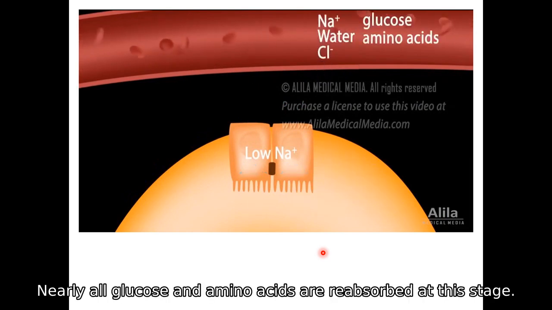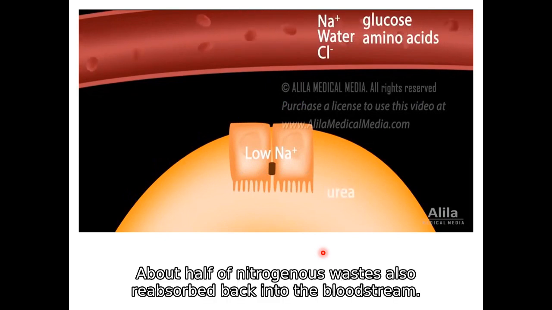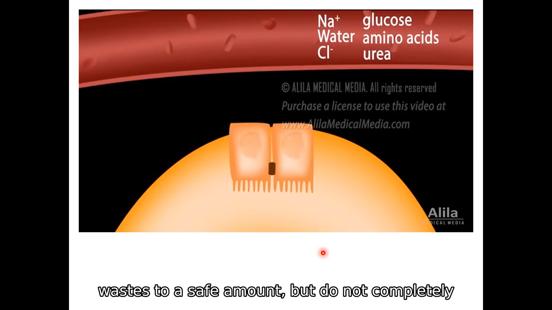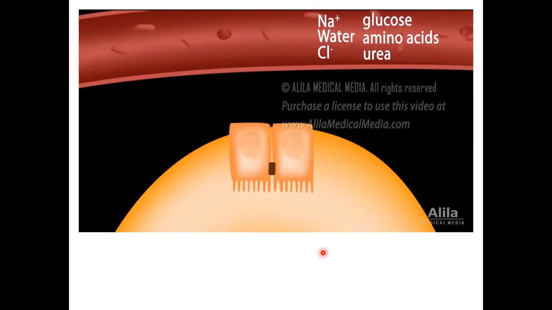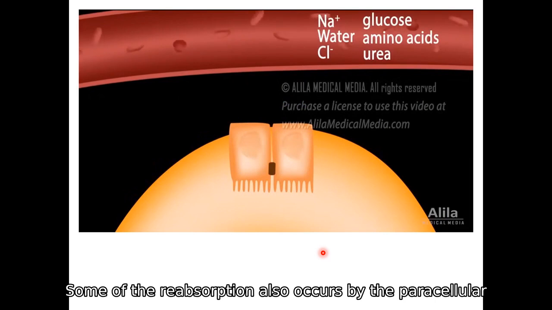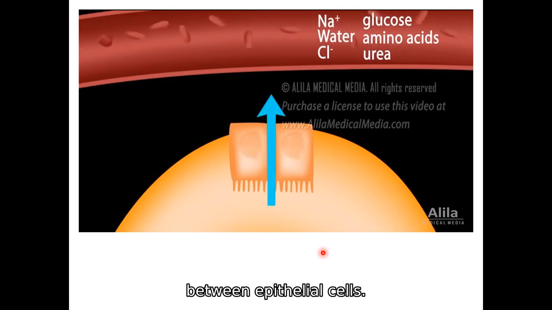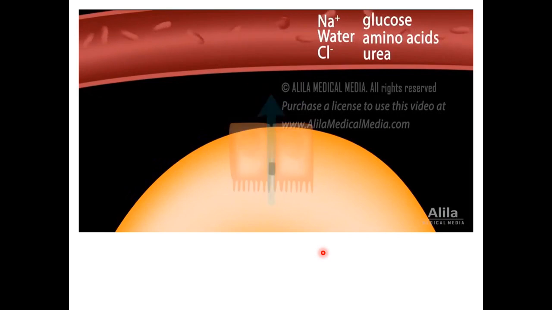Nearly all glucose and amino acids are reabsorbed at this stage. About half of nitrogenous wastes also reabsorb back into the bloodstream. The kidneys reduce the blood levels of metabolic wastes to a safe amount, but do not completely eliminate them. Some of the reabsorption also occurs by the paracellular route through tight junctions between epithelial cells.